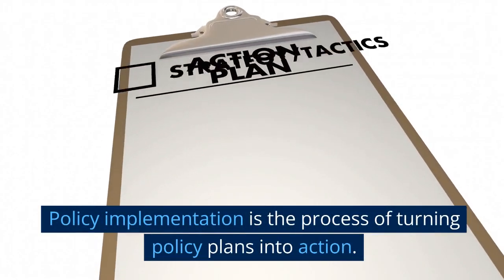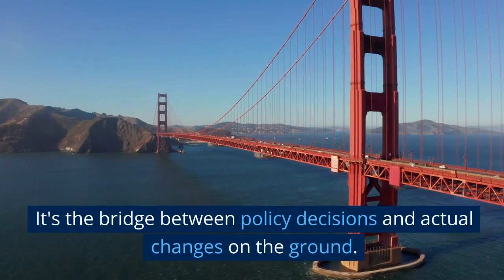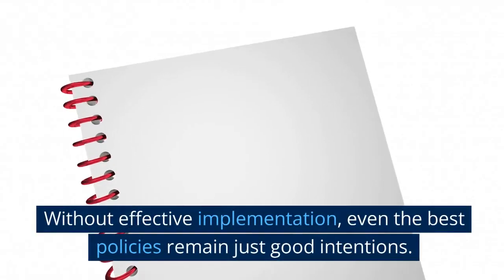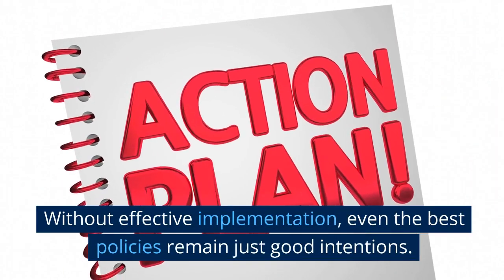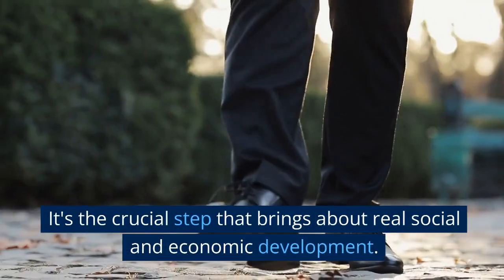Policy implementation is the process of turning policy plans into action. It's the bridge between policy decisions and actual changes on the ground. Without effective implementation, even the best policies remain just good intentions. It's the crucial step that brings about real social and economic development.